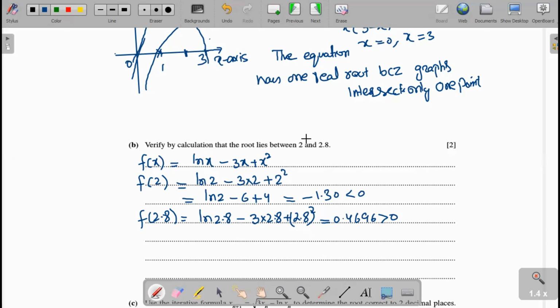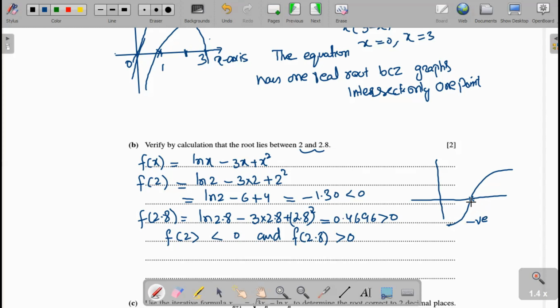Therefore, the root will lie in this interval because f of 2 is less than 0 and f of 2.8 is greater than 0. And suppose this is the curve, and suppose this is the root. We see that before this root the value is negative, and after this root the value is positive.